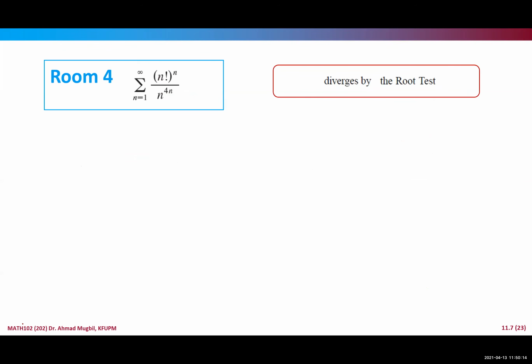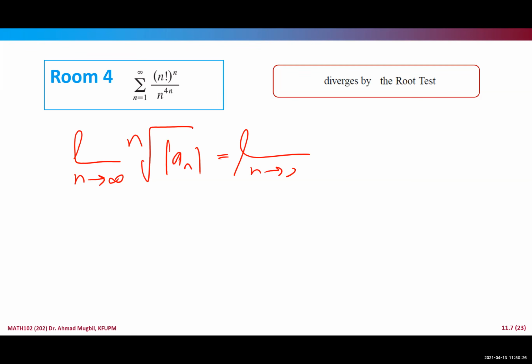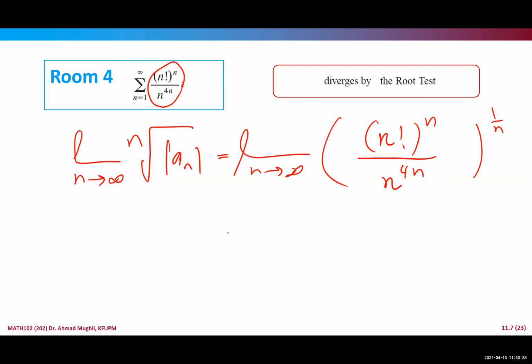It is divergent by the root test. Excellent, ya Shabab. Abdullah Sayer, can you help me to apply the root test? This will be the limit as n goes to infinity of the nth root of the absolute value of the nth term, a_n. Indeed, it is positive, no need for the absolute value. So it is n factorial all to the power n, over n to the power 4n. Now this equals to what?